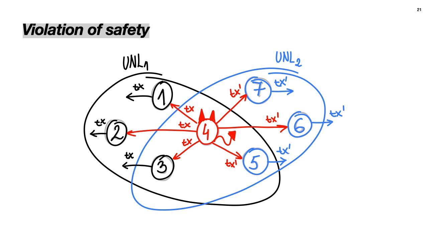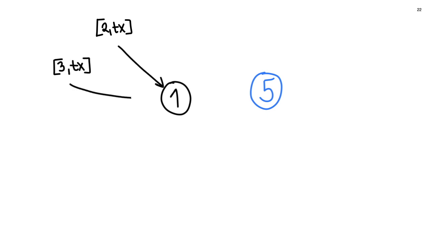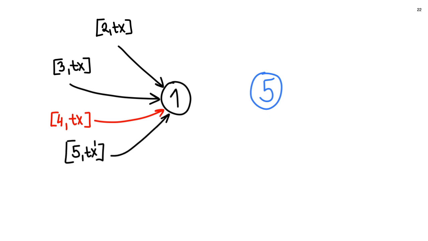To study this attack, we focus on the local view of the honest nodes, one in each group, because from the symmetry that we can see in this problem, node 1 will follow the same steps as nodes 2 and 3, while node 5 will follow the same steps as nodes 6 and 7. So we focus on the local view of nodes 1 and 5. These nodes only listen to the nodes that they have in their own UNL, so node 1 will only listen to nodes 2, 3, 4 and 5.